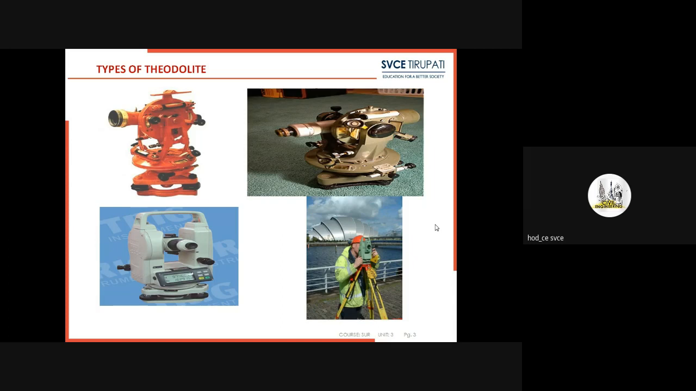Okay, and here, the bottom two images represent the total station. It has infrared rays. One focusing light will be there, right? So based on the ray passed or reflected from the reflector, based on the reflector image itself, it shows how much distance there is from the instrument to the reflector.